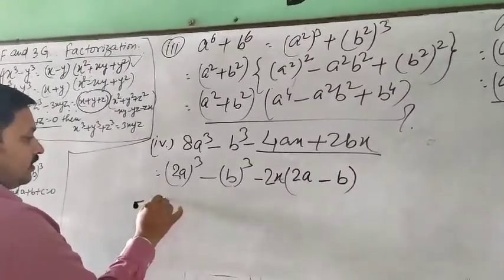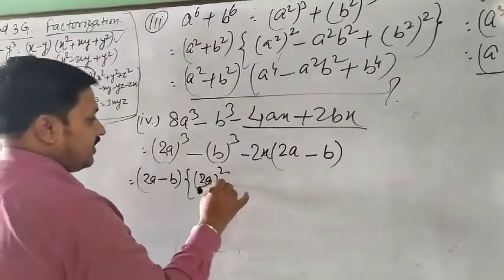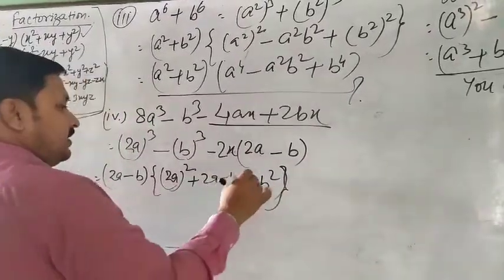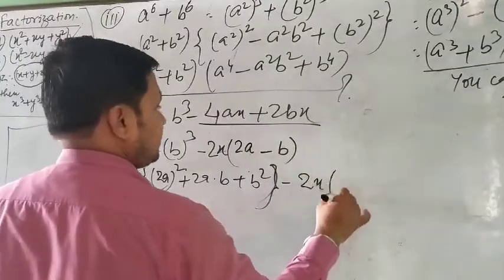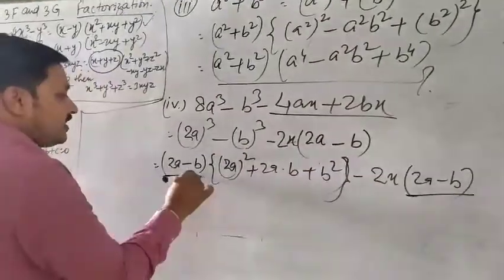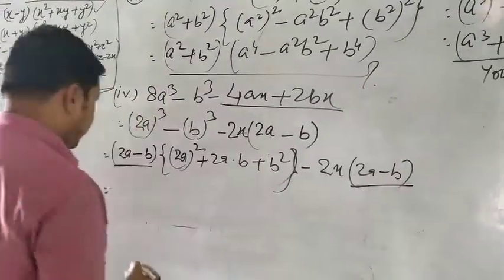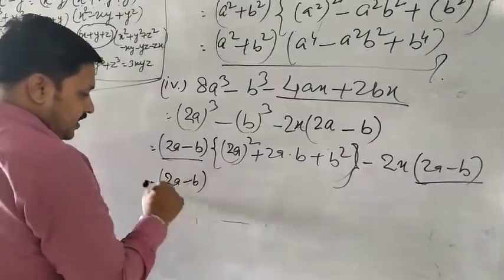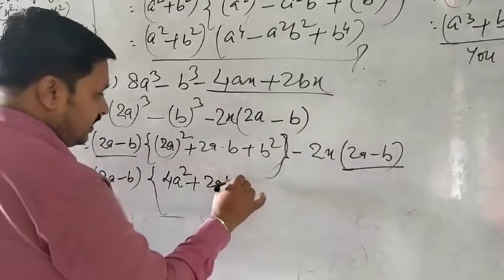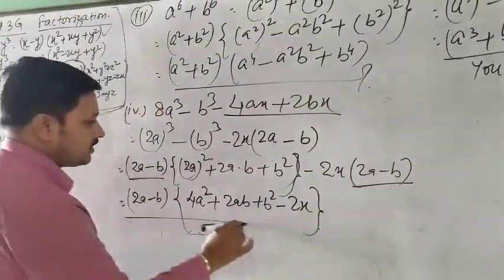In this formula, 2a minus b, then (twice a) the whole square plus twice a into b plus b square, and minus 2x (twice a minus b). This (twice a minus b) and this (twice a minus b) is common because this is one term and this is another term. So you got your result (2a minus b)(4a square plus twice ab plus b square minus twice x), and that's your answer.